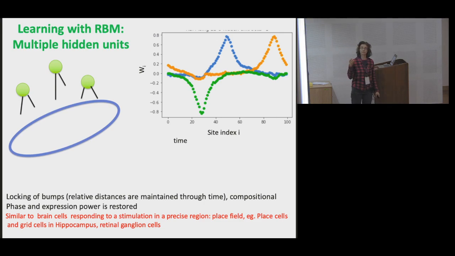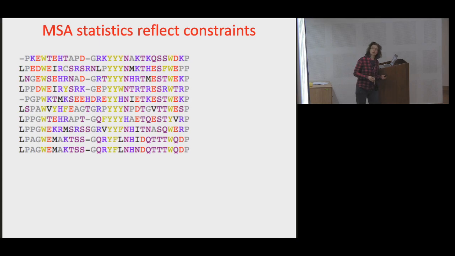There are a lot of cells which respond to stimuli in precise regions of the space, for example place fields in the hippocampus. So next, I will show you what weights look like when inferred from protein sequence data. Again, this is a multi-sequence alignment containing some sequences of the WW domain. There are many more, like 10,000 of such sequences.